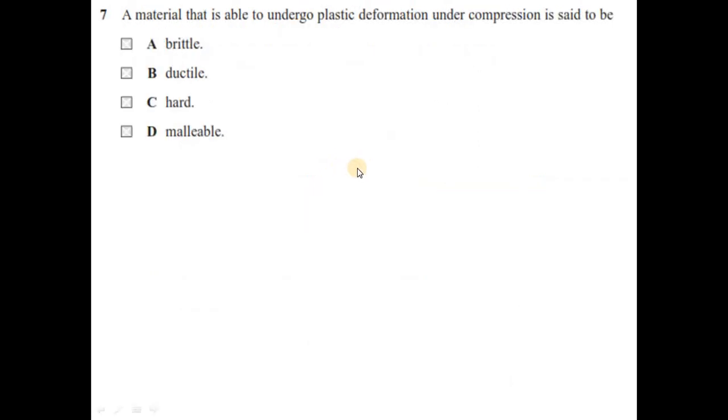7. A material that is able to undergo plastic deformation under compression is said to be. So under compression, plastic deformation, this is the property of a malleable material. So option is D.